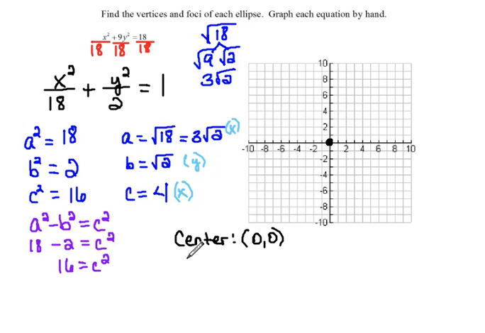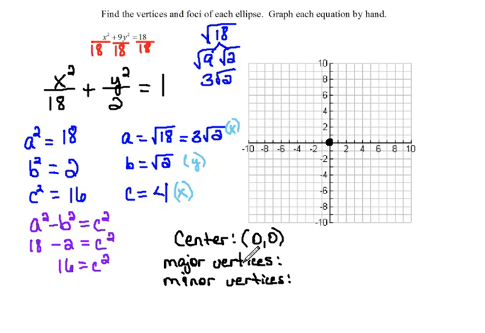Now, it is asking us for vertices and foci. Now, when it says just find the vertices, usually they mean the major vertices, although I have seen some books ask for the major vertices and then separately the minor vertices. So I'm going to go ahead and list both of them out just to be on the safe side.